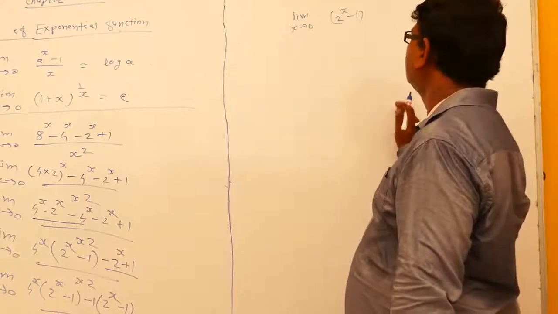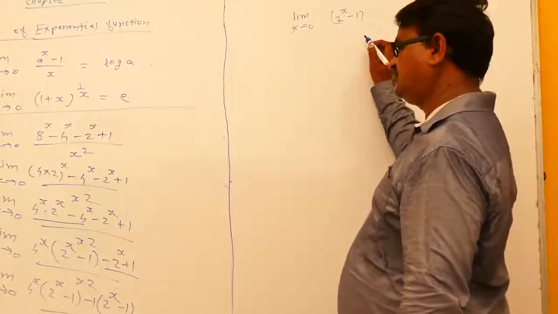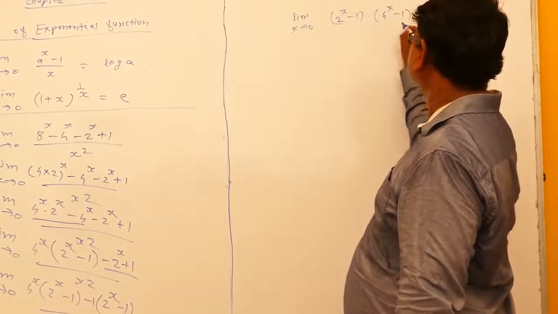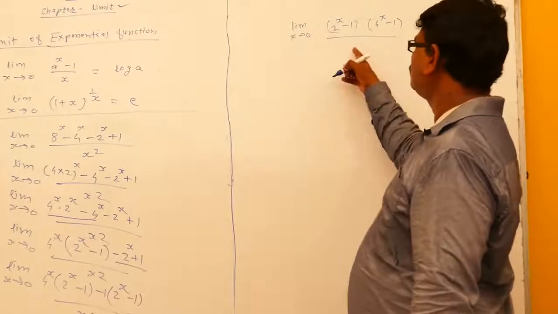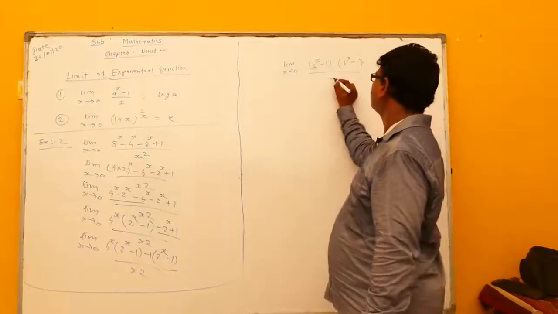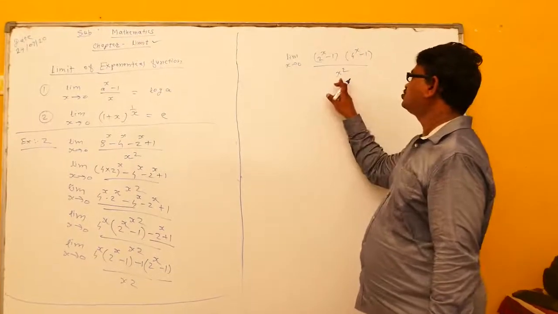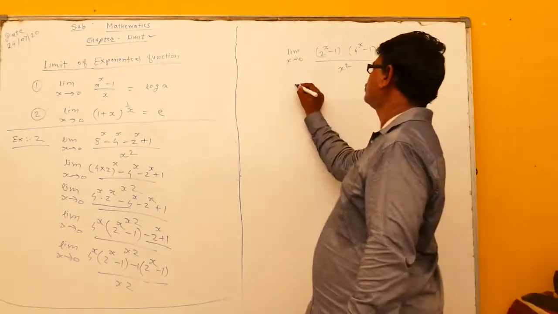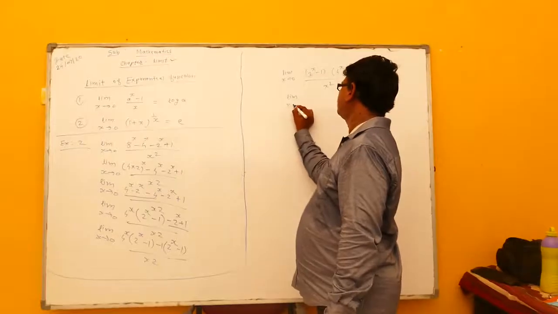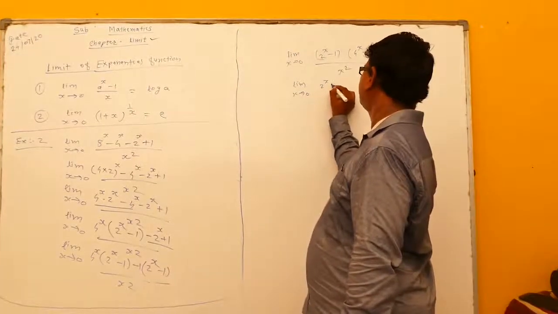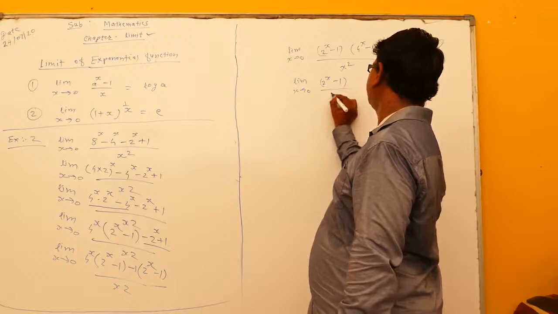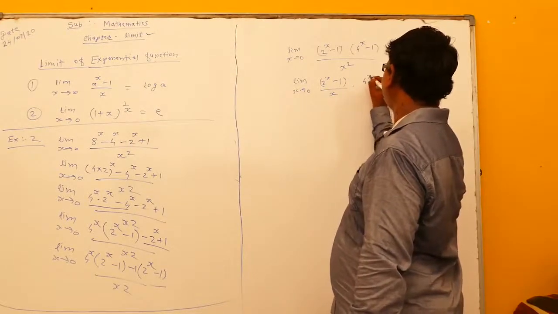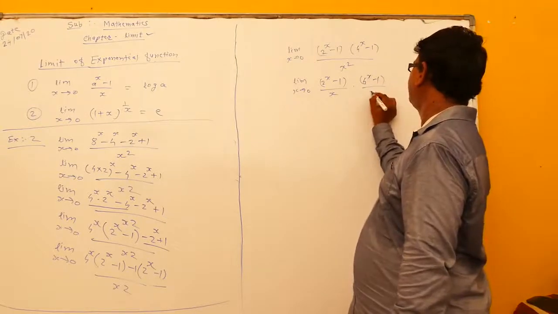Start. 2 to the power x minus 1, and next one is 4 to the power x minus 1. So we will get the two factors in the numerator divided by x square. This x square is separate, 1x for this and 1x for this. Therefore limit of x tends to 0, 2 to the power x minus 1 divided by x and 4 to the power x minus 1 divided by x.